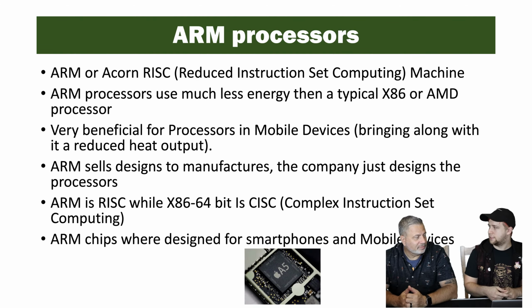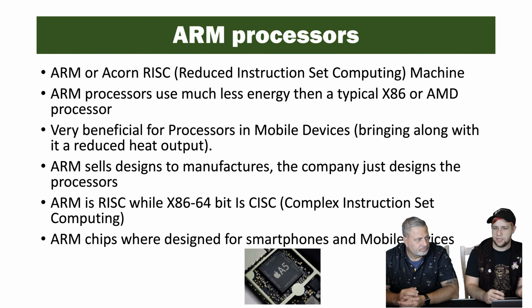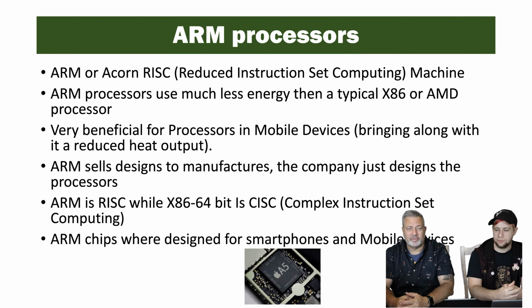It's definitely a good model, yeah. So they just sell them out to Apple. Well, they had previously sold them out to Apple and Intel because they had really good designs in such a small space. And then ARM is RISC, while the x86 64-bit is CISC, or Complex Instruction Set Computing. They're just designed for mobile devices. It's just a lot smaller, a lot cooler, a lot quieter. A lot of benefits to an ARM processor.